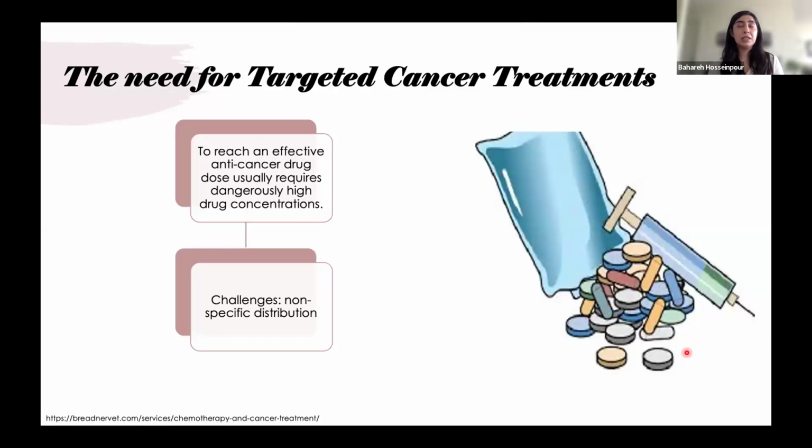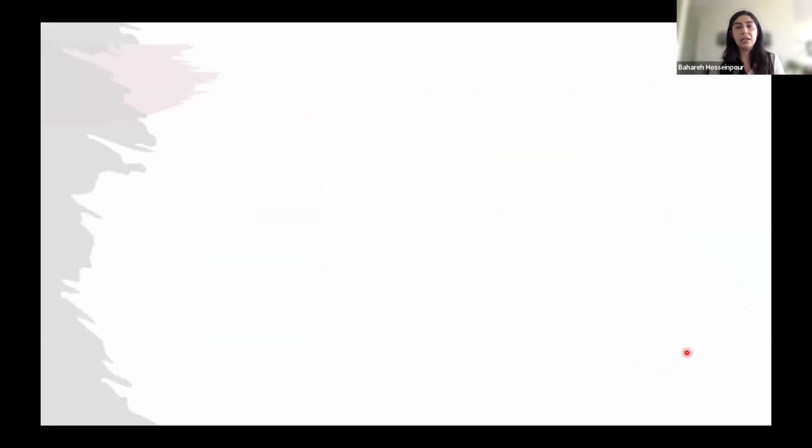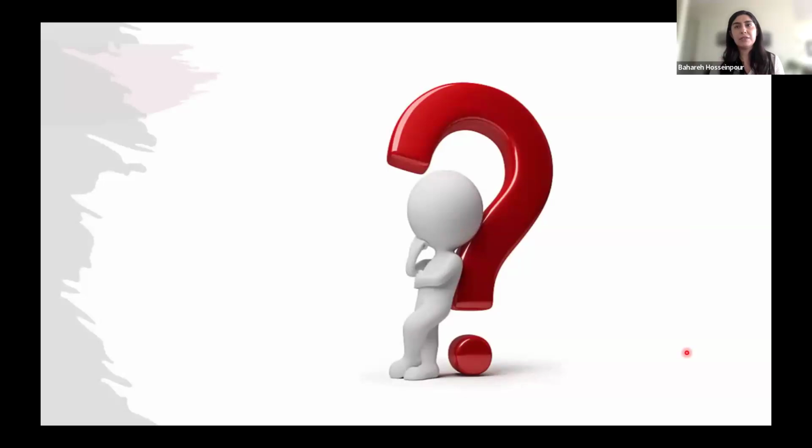And also, since we apply the drug, these drugs can travel all over the body, and they can hurt cancer cells as well as healthy cells. These are technically the challenges here. It's a non-specific distribution of the drug. So we are looking for a way to make this more specific and to address this challenge.